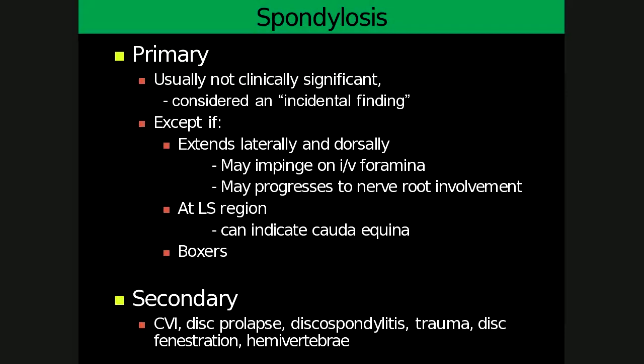Secondary spondylosis means that there is some sort of a primary pathology and spondylosis occurs secondarily to that. Conditions that can lead to spondylosis include cervical vertebral instability, disc prolapse, discospondylitis, trauma, disc fenestration, i.e. post-surgical, or hemivertebra.